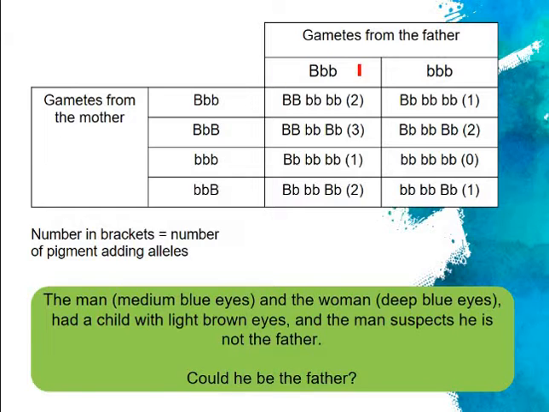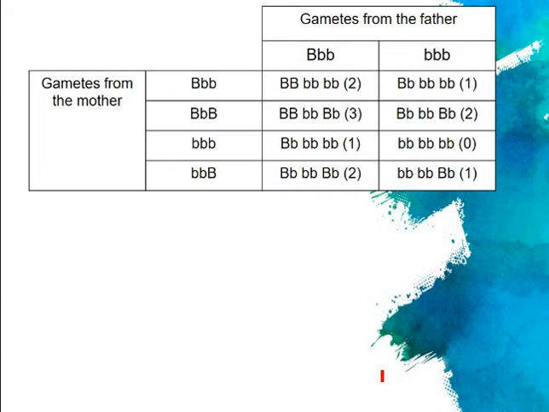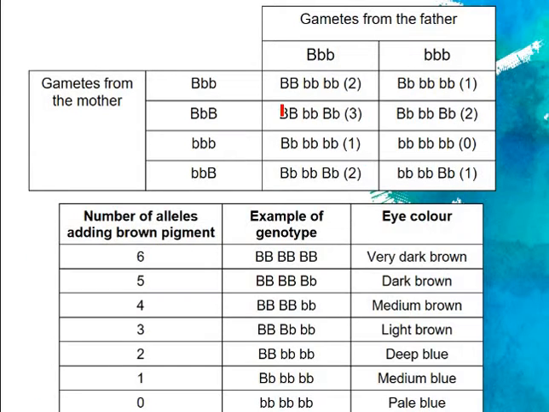Now there's an interesting question we can ask. The man, so the father, with medium blue eyes, and the woman with deep blue eyes, have a child with light brown eyes, and the man suspects that he is not the father. I would like you to think about this question. Could he be the father? And the answer is yes. There is a possibility that they have this child here that's got 3 pigment adding alleles, and we know that if you've got 3 pigment adding alleles, you end up having light brown eyes in this particular scenario.